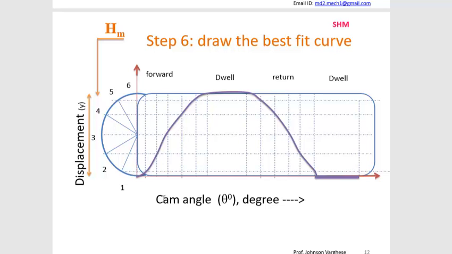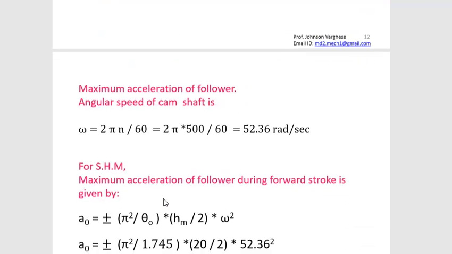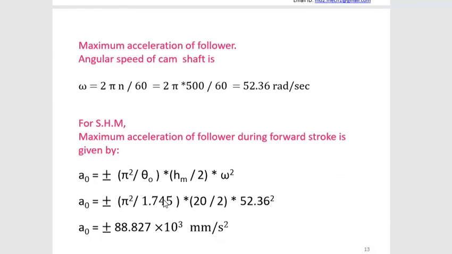I will try to calculate some of the parameters that are connected with the cam and follower. So I would like to find the angular speed of the camshaft. The angular speed of the camshaft is given by the formula 2 pi N by 60. In the question they have given that the cam rotates at 500 rpm. So the calculation ends up with 52.36 rad per second.